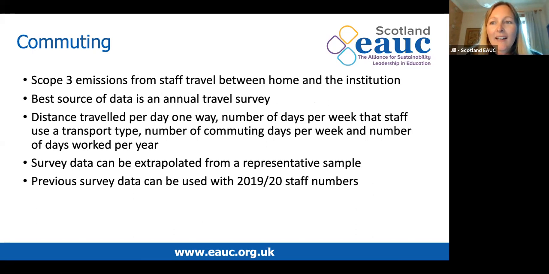For commuting, this is a scope 3 emission. It's not essential that you include it, but I think it's best practice if you're able to. So it's just looking at staff travel between home and work. Best source of data is an annual travel survey. You would be looking at collecting distance travelled, number of days that the staff are in the office, transport type used, and number of days worked per year. Survey data can obviously be extrapolated up from a representative sample. It doesn't have to be a huge sample.